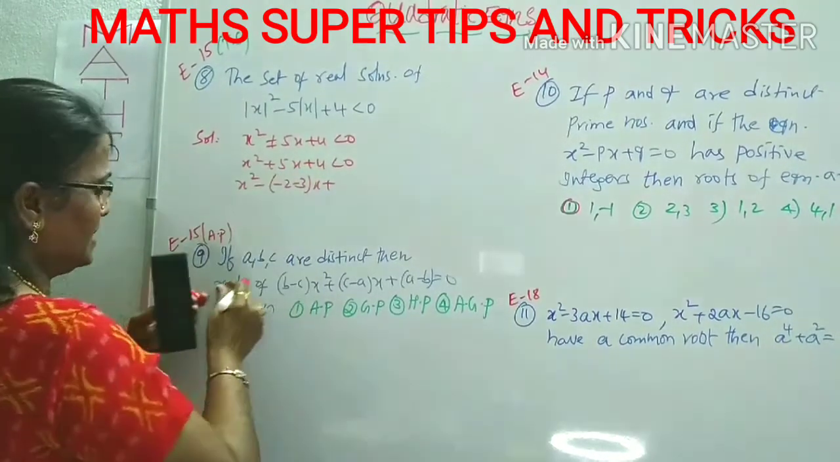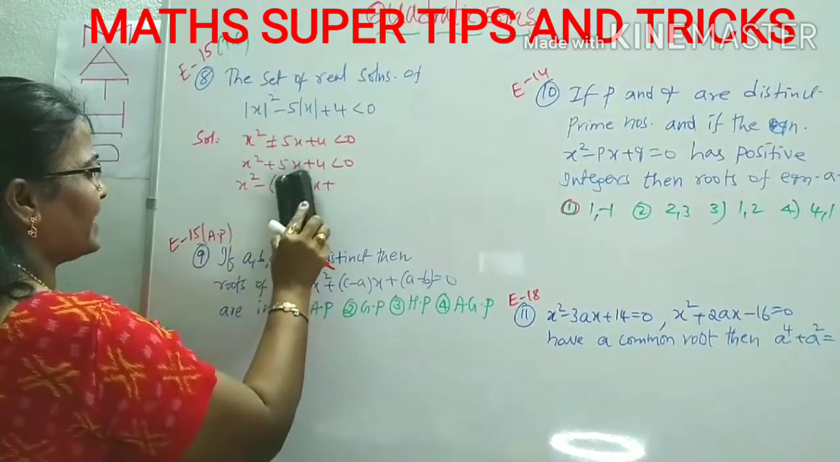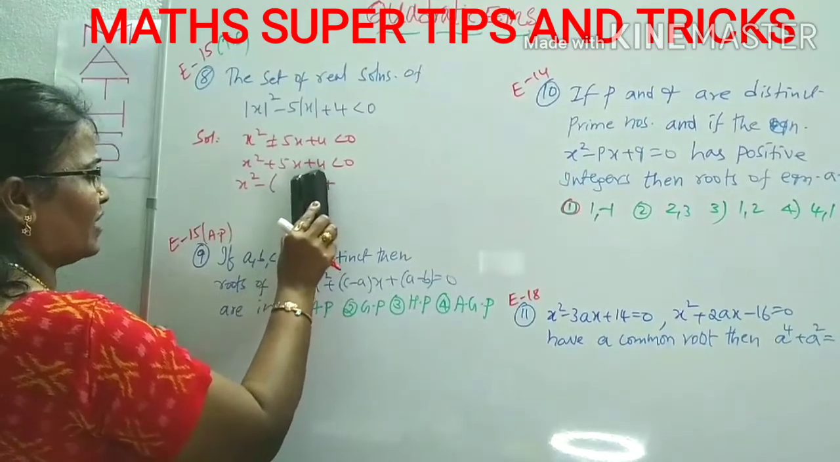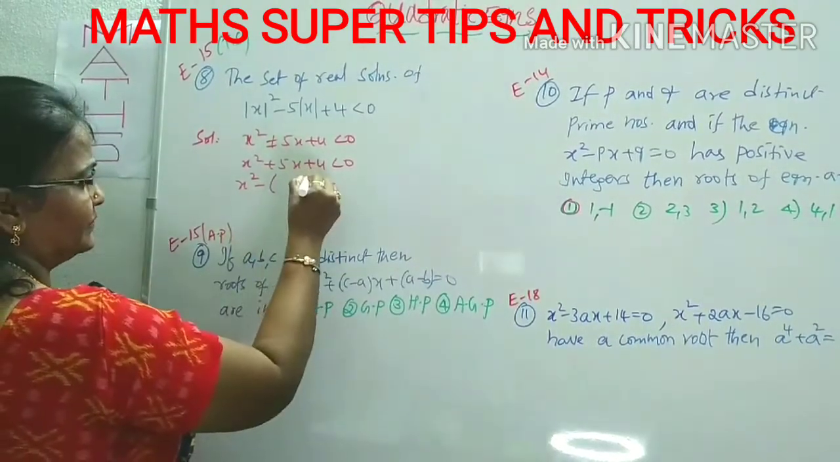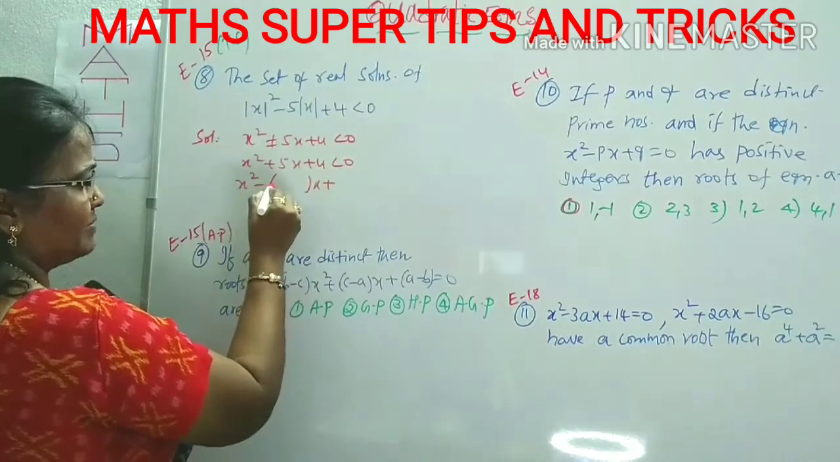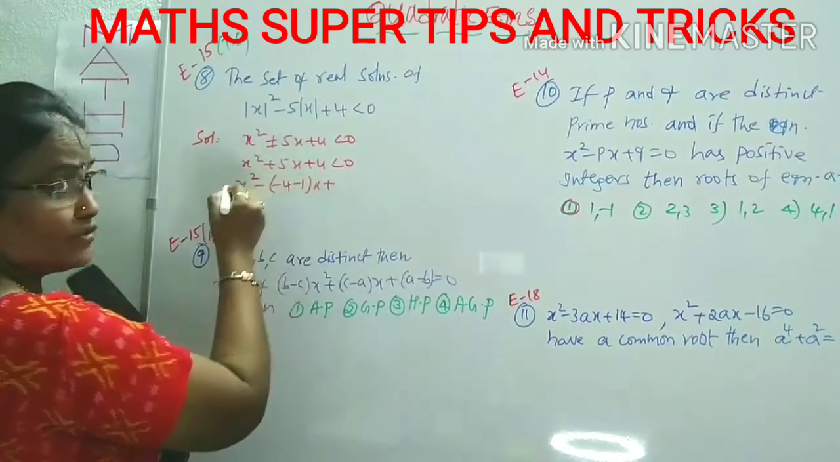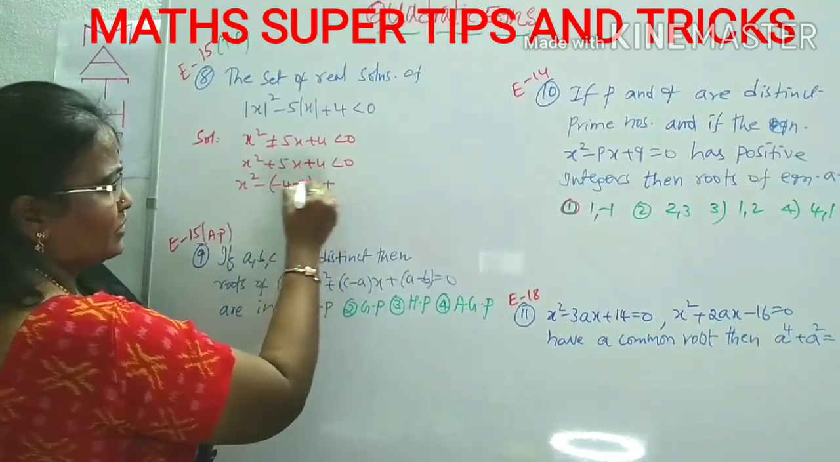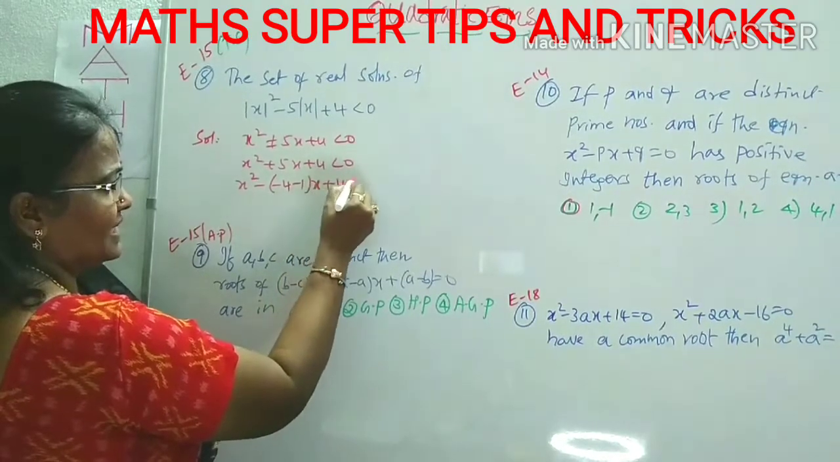What will come here? Plus 5x we want. This 4 is there, so 4 we can write as minus 4, minus 1. Minus 1 into minus 4 is plus 4 only, less than 0.